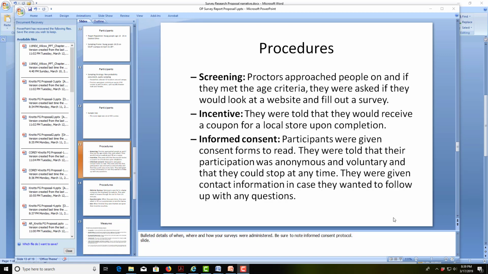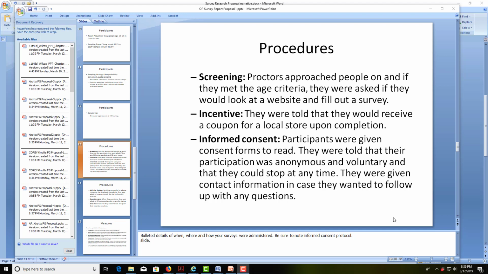Next, you need to detail the procedures for data collection. For the OP study, they needed people to first look through their website so that they could ask people what they thought of it. So they set up laptops where people could come, look through the website, and then fill out the survey. As an incentive, they gave the participants a coupon for a local store. Often, however, you will not have any incentive to offer.